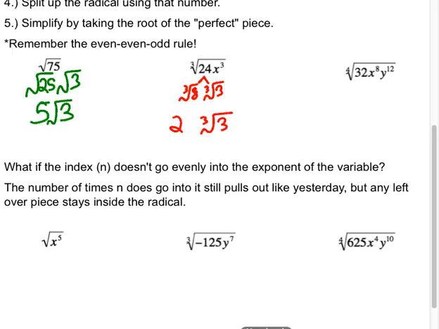Now notice I left a little space here, because I also have a variable happening here, right? X to the third power.